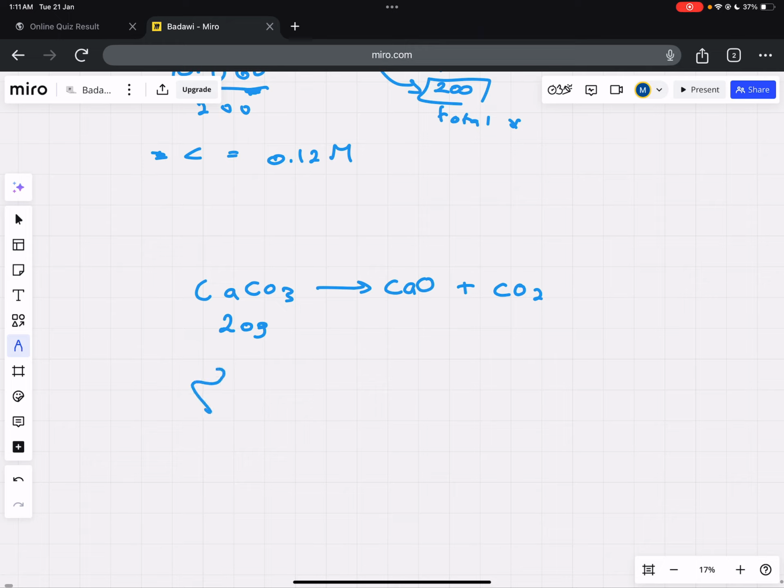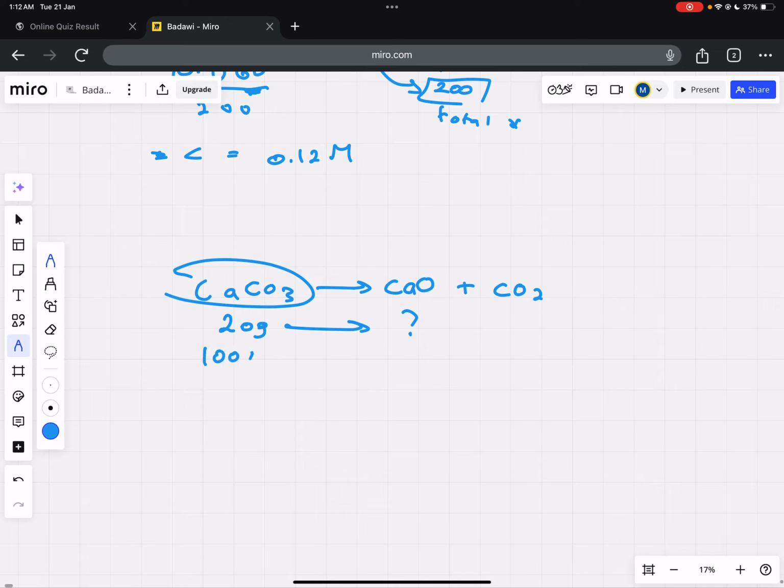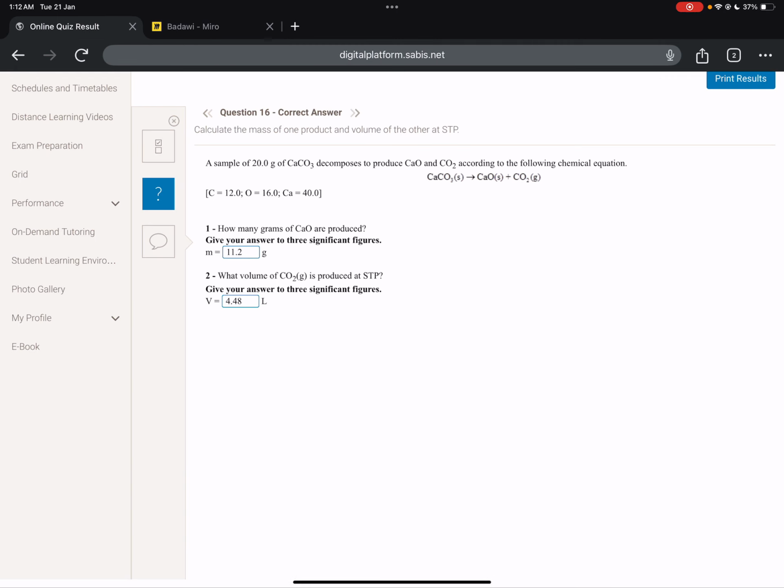Okay. So we have 20 grams, and we want to find how many grams. Now, this will be 100. This is given. Okay. And 56. Once I cross multiply, I will find my x to be 11.2 grams. And this is the three significant figures.